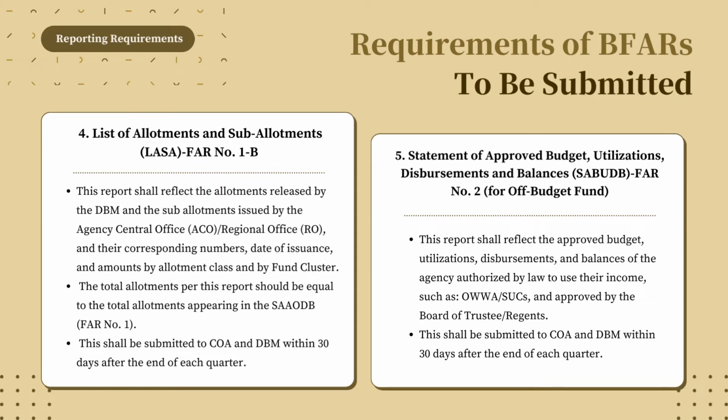This report shall reflect the allotments released by the Department of Budget and Management and the sub-allotments issued by the agency central office or the regional office and their corresponding numbers, date of issuance, and amount by allotment class and by fund cluster. The total allotments per this report shall be equal to the allotments appearing in the Statement of Appropriations, Allotments, Obligations, Disbursements, and Balances or the SAAODB for BFAR Number 1. This shall be submitted to the Commission on Audit and Department of Budget and Management within 30 days after the end of each quarter.